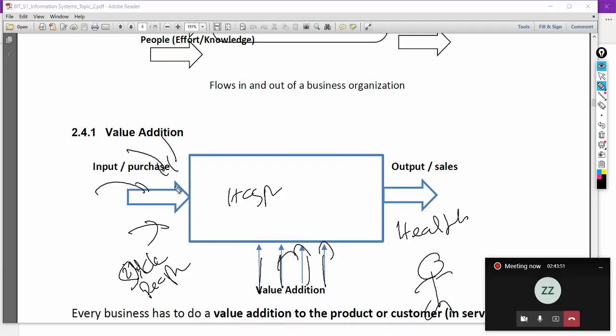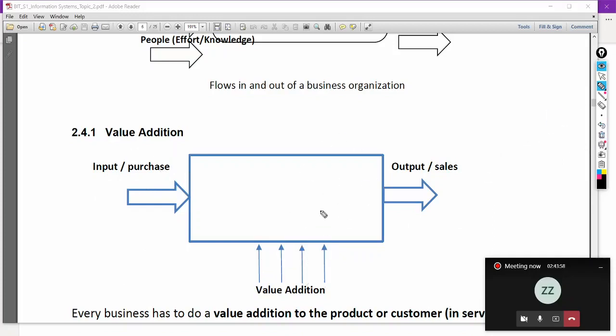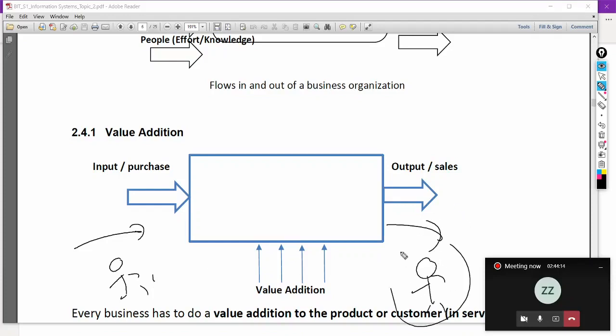So let's take another example. Say something like a beautician or hairdresser. Again, they are giving a service. It's not a product. So when you walk into the salon and when you walk out, you must feel like, okay, I have value addition.